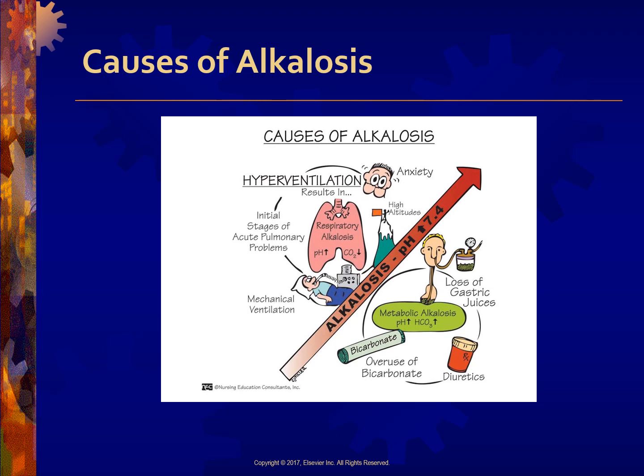And if you have metabolic conditions, then the pH is going to be high and the bicarb is also going to be high. So it could be overuse of bicarbonate, patients that are taking diuretics, or a loss of gastric juices. So remember I said you lose base from your butt, you lose acid from your gut. So you lose all your acid and you end up with alkalosis.